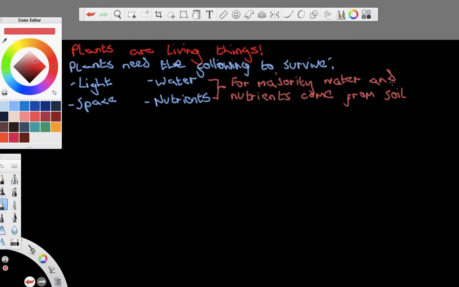Now, plants also need to grow tall in order to get light. The reason they need light is for photosynthesis, to make glucose, and that glucose then has to be transported from the leaf of the plant to all the other cells so that they can do respiration. So another important point that we're going to write down underneath this is that light is needed by leaves for photosynthesis.